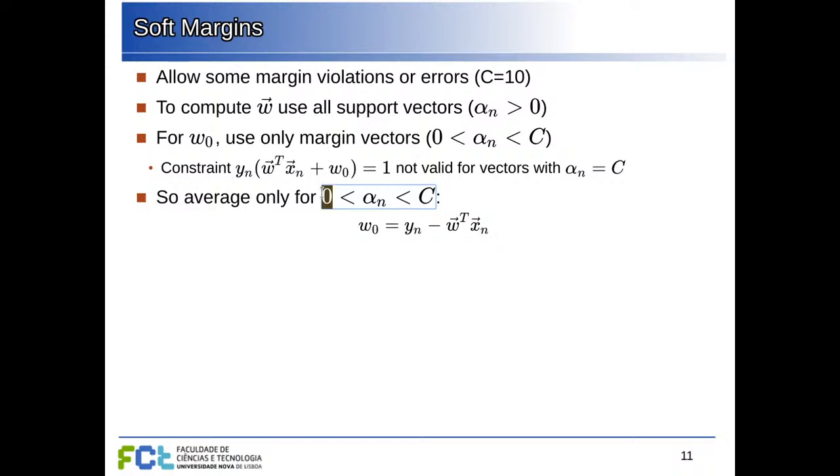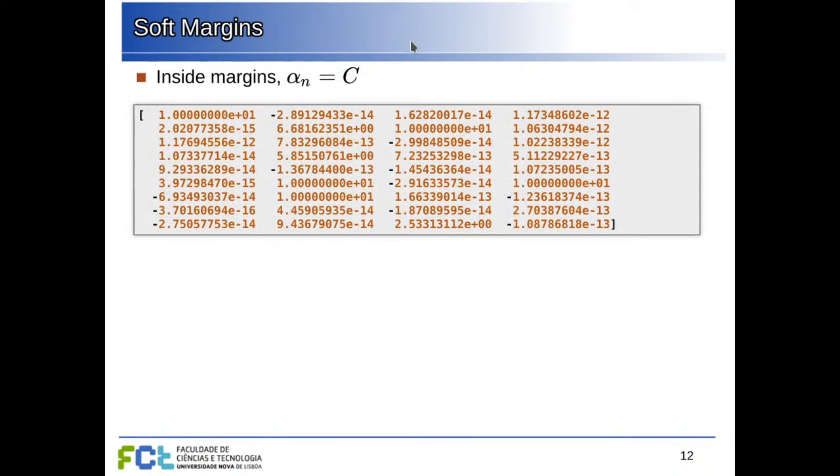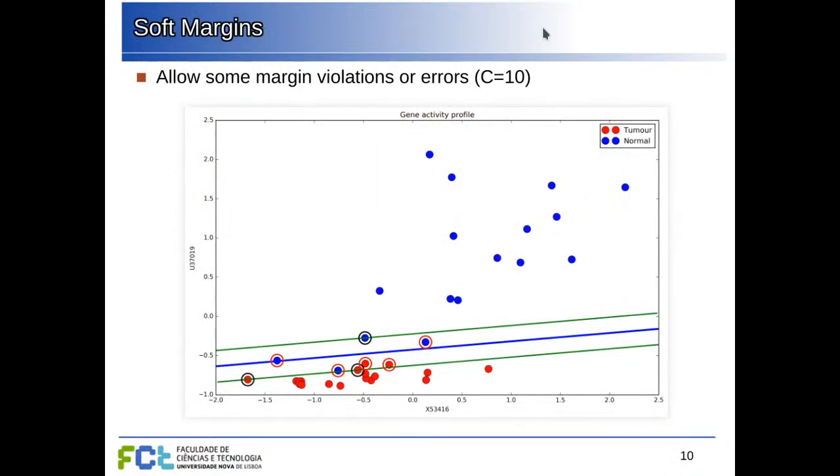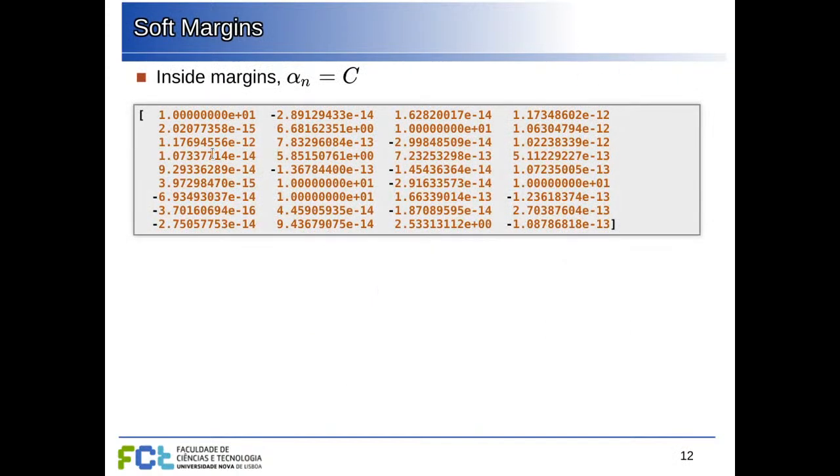So those that have alpha 0 are irrelevant. Those that have alpha equal to C are inside the margin, so they maxed out the penalty and have penetrated the margin. And those that have in-between values we can use to compute this parameter W0. So we can look at the actual values for the alphas in this case, and we can see that many of them are very close to 0. For example, 2 times 10 raised to minus 15, minus 12, minus 13. So all of these are effectively 0.